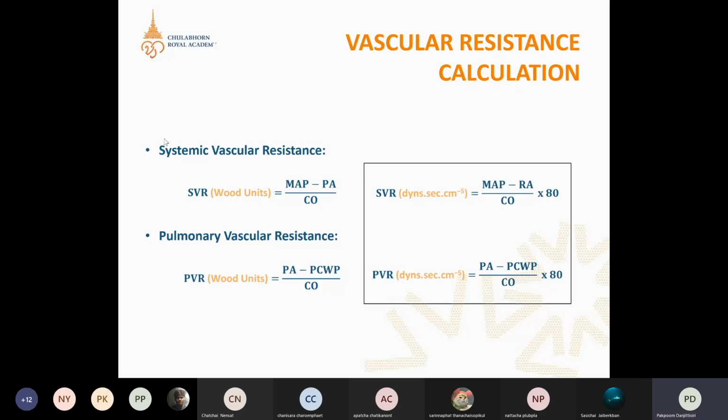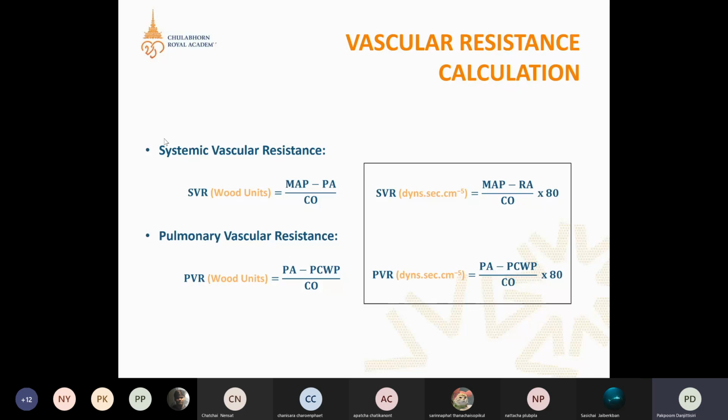The information from doing right heart catheterization and left heart catheterization, you can use some of the information there to calculate the systemic vascular resistance and pulmonary vascular resistance. Let's take a look at the systemic vascular resistance. The abbreviation of the systemic vascular resistance is SVR.